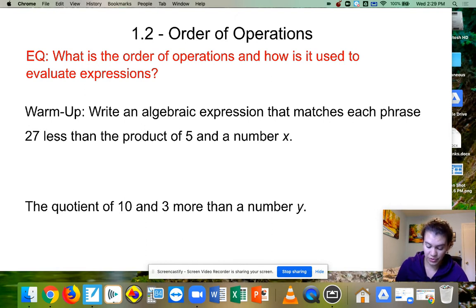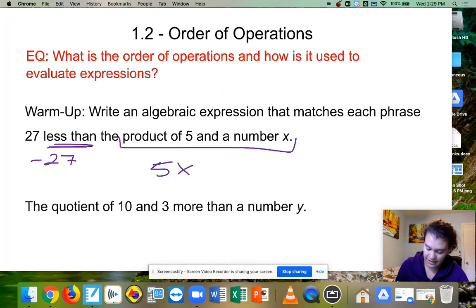All right, so this first one, we have 27 less than something. So we need to be subtracting 27 from our product of 5 and some number x. You want 5x minus 27.